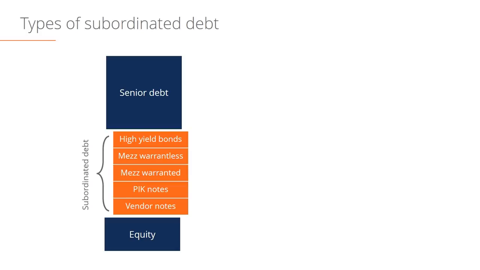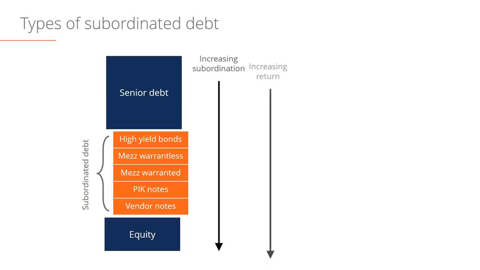Now let's move down the capital stack into subordinated debt. As you'll see on this slide, there are several types of subordinated debt. And at the top of the stack, we've got the highest security, and working our way down to the lowest security. But another way of expressing that is with this idea of increasing subordination. So as you move down from high yield bonds to vendor notes, you're becoming increasingly subordinated. But in exchange for that, you're also increasing the expected return.